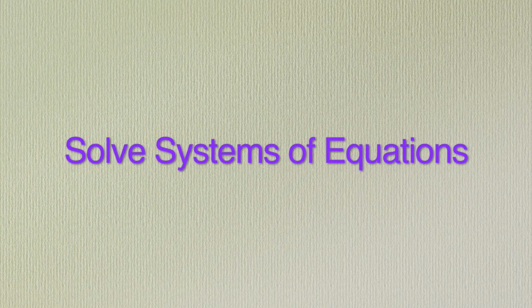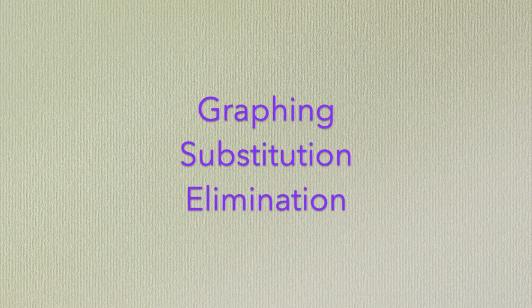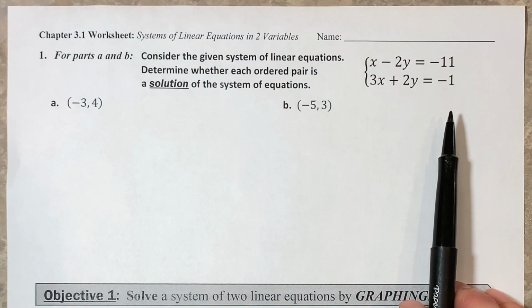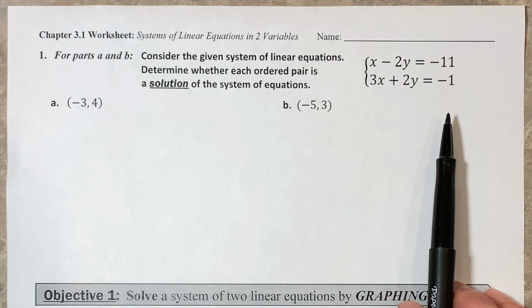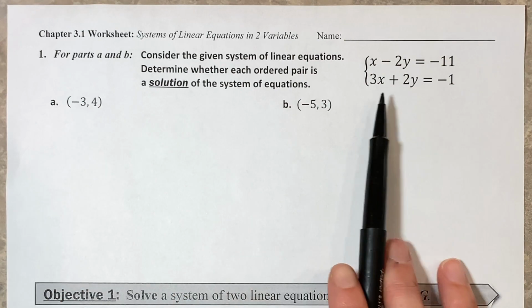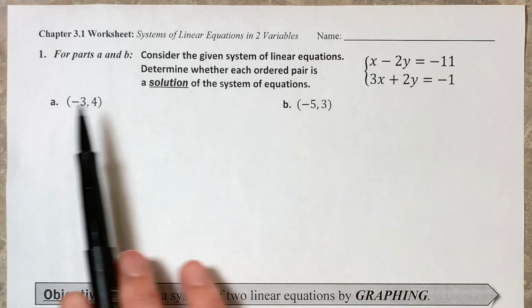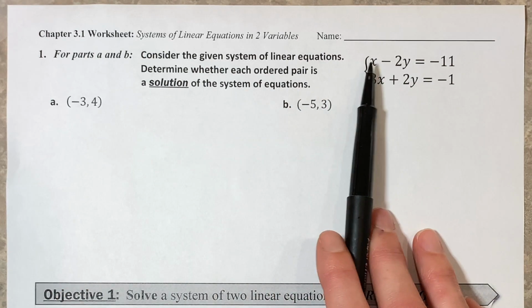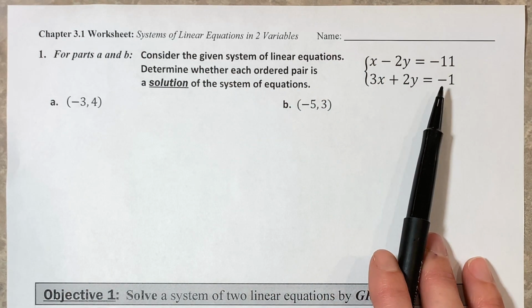In today's lesson, we're going to learn how to solve systems of equations using three methods: graphing, substitution, and elimination. So this is an example of a system of equations. A system of equations just means you have a set of two or more equations. In order for an ordered pair like this to be a solution to a system of equations, the ordered pair must give you a true statement when it is plugged into all of the equations within your system.